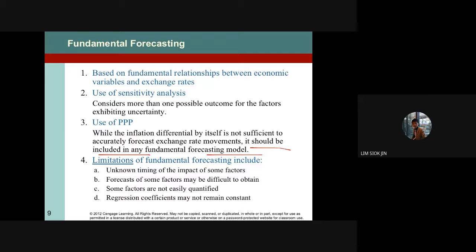And also income level influence, and then expectation, and so government control. All these influence the exchange rate. All right. So fundamental forecasting has its limitations also. Same as technical, they have their limitations.